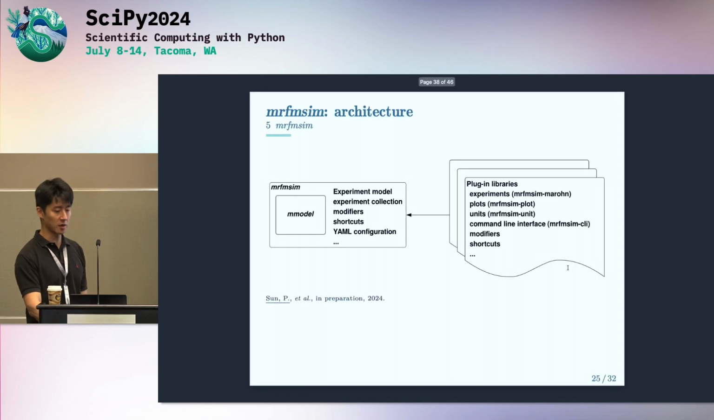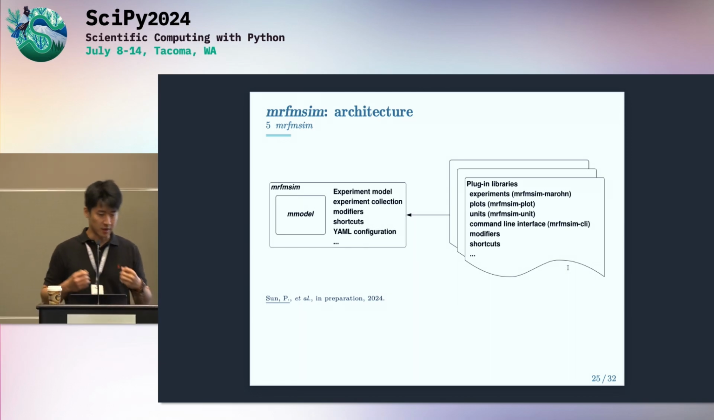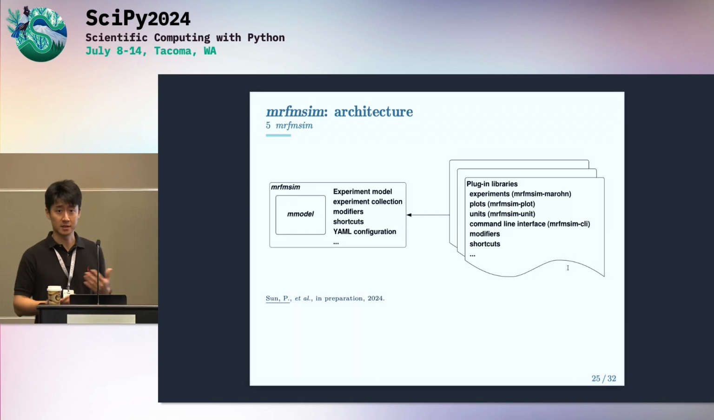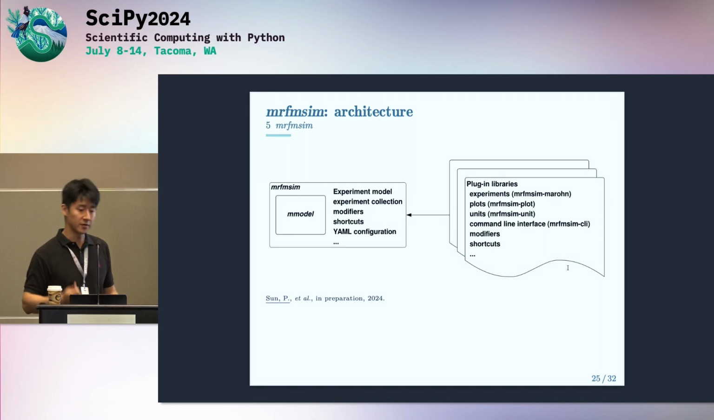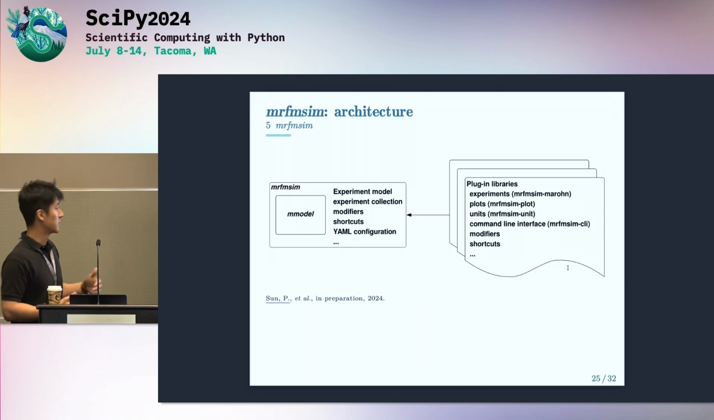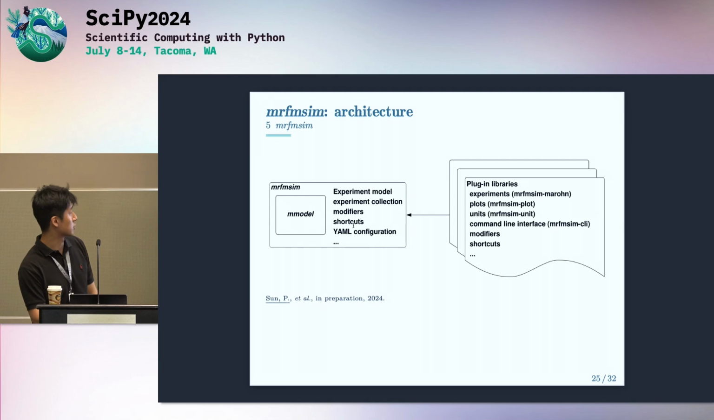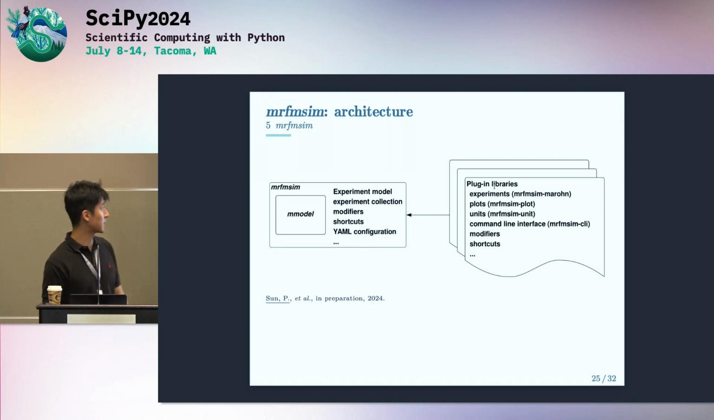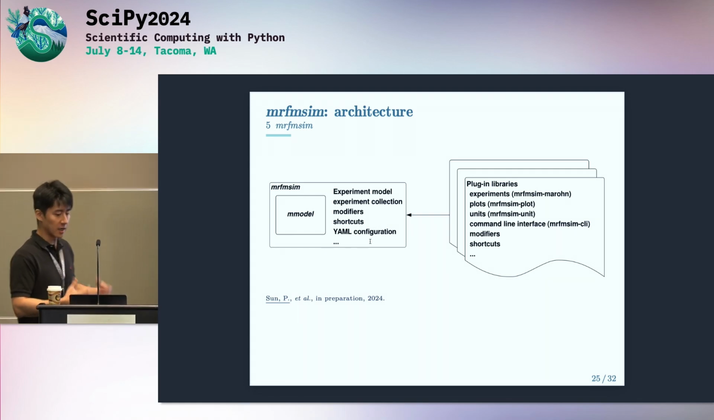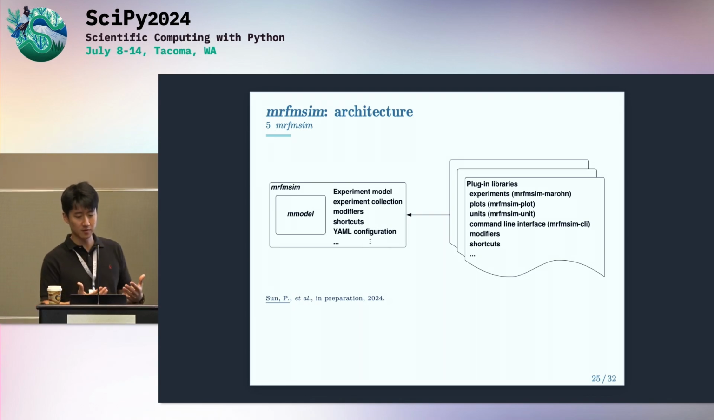Briefly talking about mrfmsim. Again, the idea is we're graduate students. We don't have full-time people maintaining these projects. So we created M model itself as a backend because we wanted to be able to apply it to a lot of different processes. Then we built mrfmsim on top of it, essentially with a lot of specialized tools. It adds additional modifiers and shortcuts. I'll talk about the plugin system and the YAML configuration. The idea is a bare-bones simulation platform with added features.